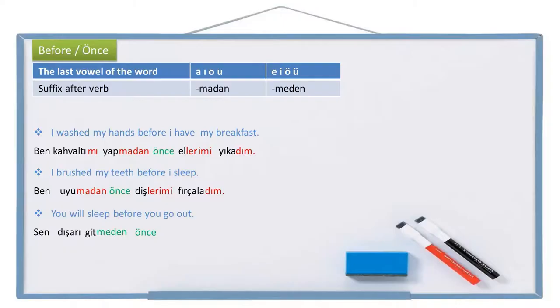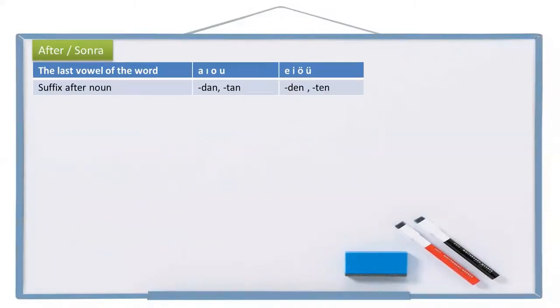And you will sleep. Sleep is uyu, will, acak. We need a buffer letter between these two vowels. Uyuyacak. You will sleep, uyuyacaksın. Now let's take a look at after. First, let's see how we are going to use it with a noun.